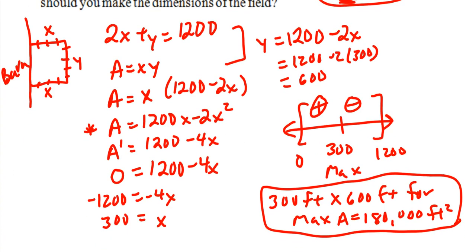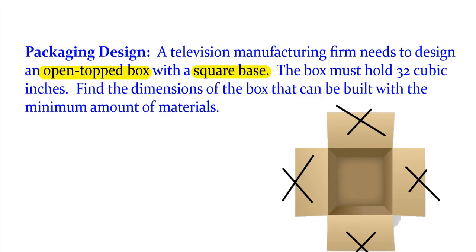Okay, so let's take a look here at our next problem. And this should be very similar to our activity that we did the other day. So we have a packing design. A television manufacturing firm needs to design an open top box with a square base. The box must hold 32 cubic inches. Find the dimensions of the box that can be built with the minimum amount of materials.